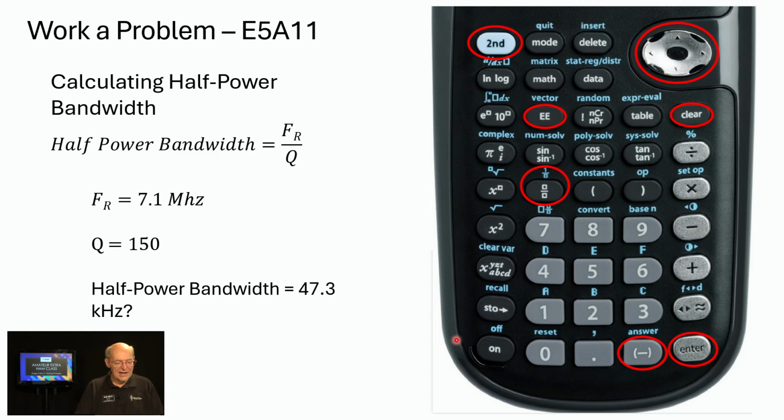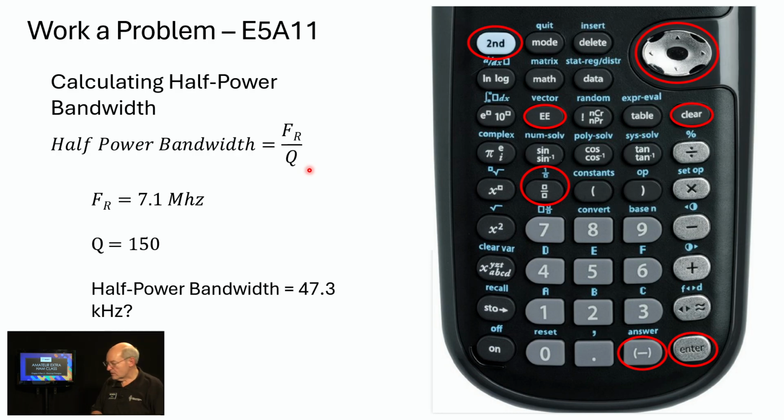So now we're going to actually work a problem. We want to calculate the half power bandwidth. And here's one you can write on your paper if you haven't already. The half power bandwidth is the frequency of resonance divided by Q. Very, very easy problem to solve.